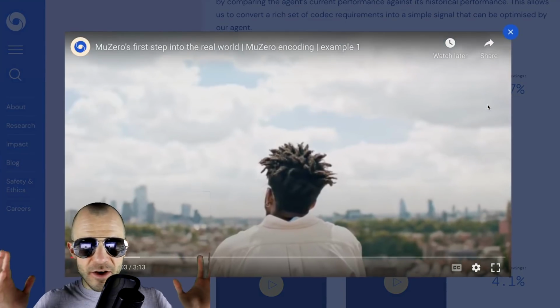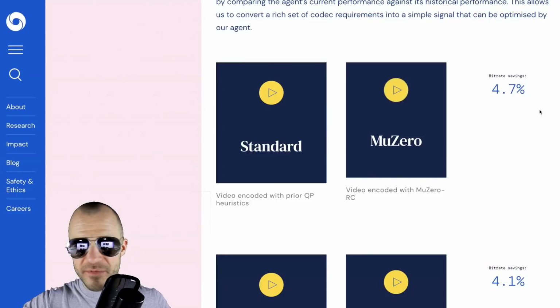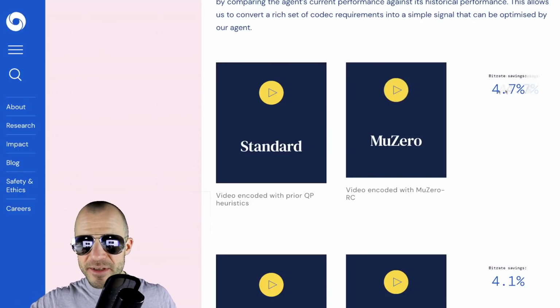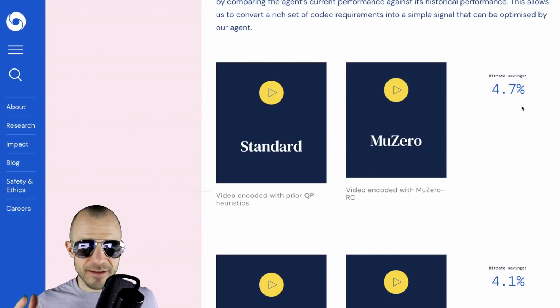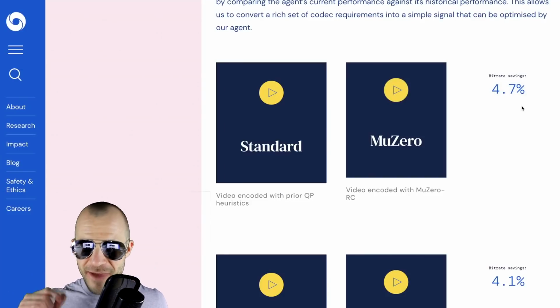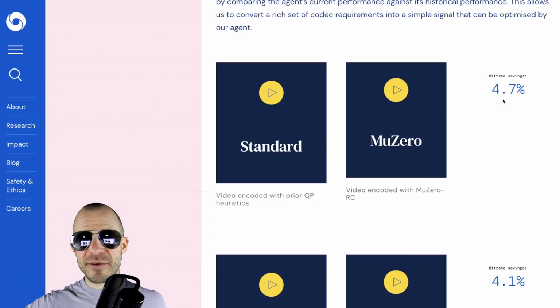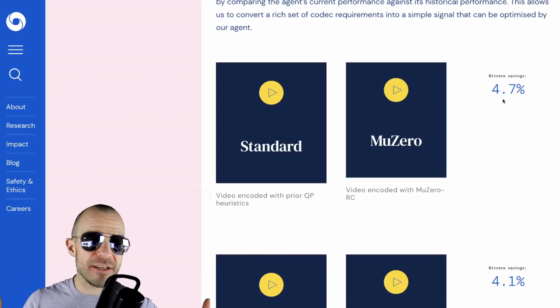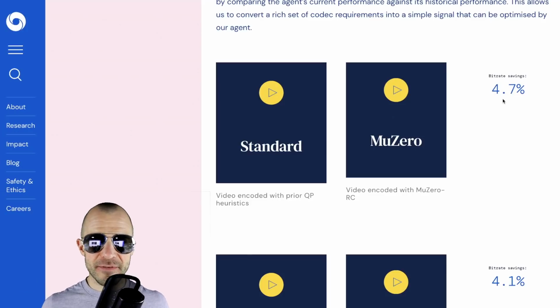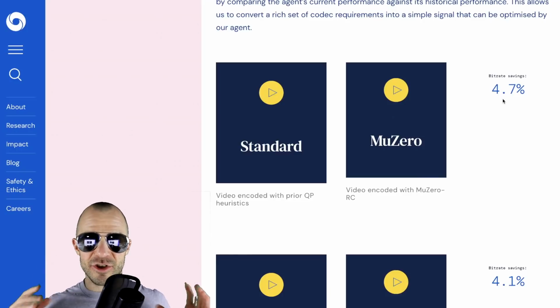I cannot see a difference. So the bit rate saving is the idea that I can't see a difference. And they tell me that MuZero uses 4.7% less bits to encode that video sequence. 4.7% might not seem like a lot, but given that apparently most internet traffic nowadays is video streaming, this is a giant saving.